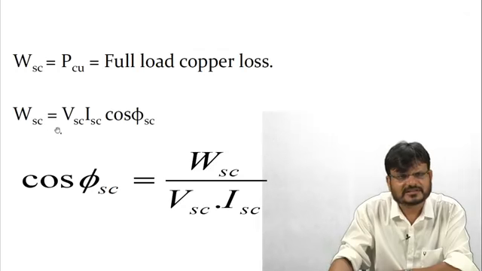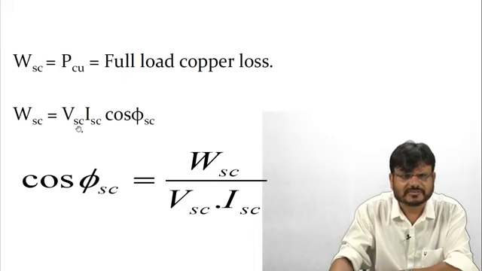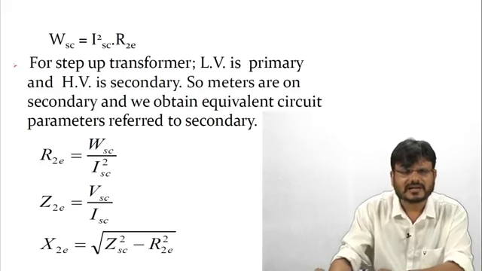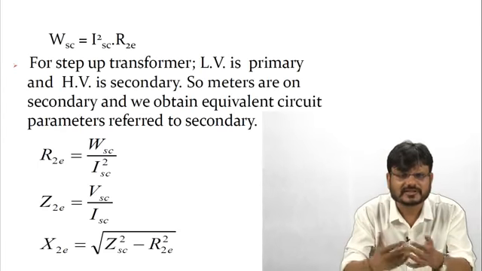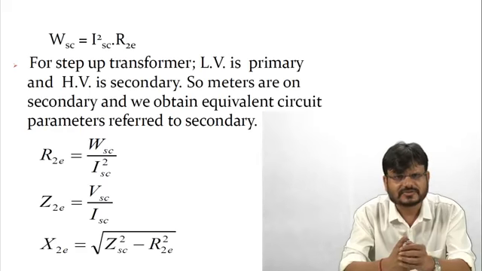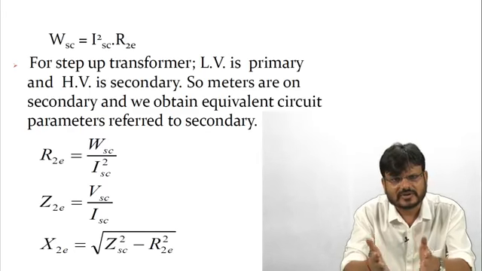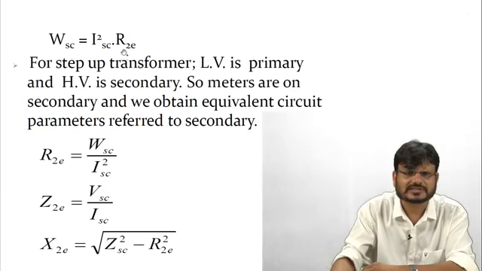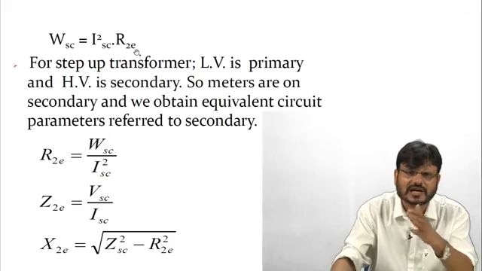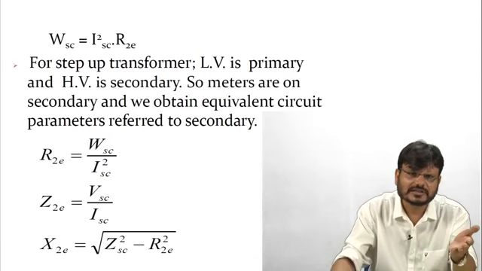The copper losses can be written as the product of the short circuit voltage, the short circuit current, and the power factor at the time of short circuit. So cos phi SC can be written as WSC divided by VSC into ISC. And because we are interested to calculate the copper losses, which are basically called I square R losses, these copper losses can be written as WSC is equal to I square SC into R2E, where R2E is the resistance referred to the secondary side.